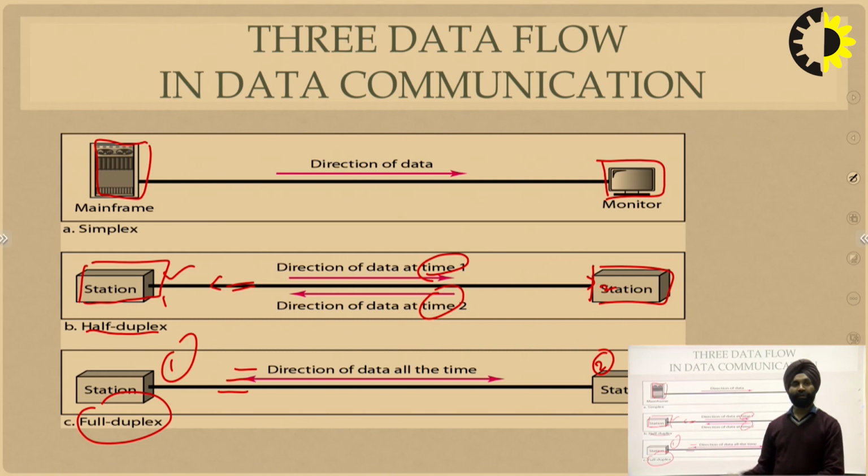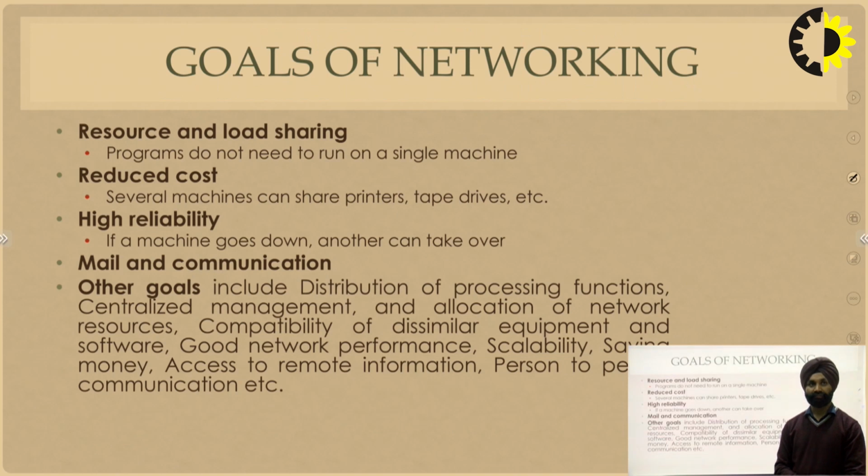The best suitable example of half duplex is the walkie-talkie, where one user calls and transmits the signal, and the other user transmits the signal only when the first station has stopped the communication. The third one, full duplex, the best suitable example is the mobile phone, where both the users can talk or transmit the signal at the same time. Simultaneously, they can converse.